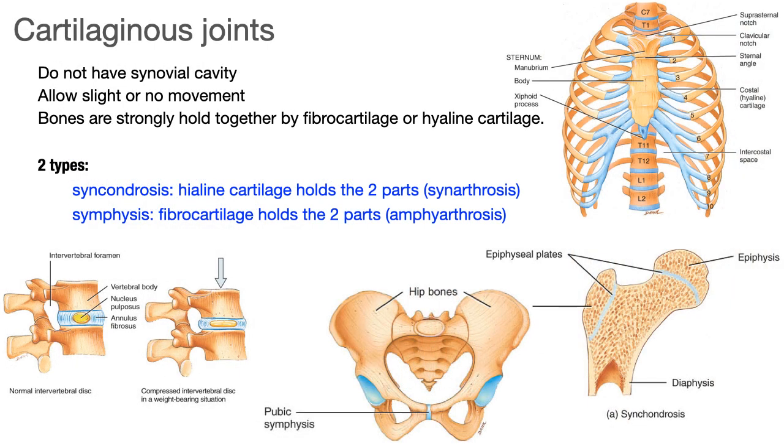Then we have cartilaginous joints, which don't have a synovial cavity either and permit, again, slight or no movements. They include synchondrosis, where hyaline cartilage holds the two parts, like in the articulation of the ribs with the costal cartilage, and symphysis, where we find fibrocartilage holding the two parts. This is the type of joint among the vertebrae or the two hip bones meeting in the pubis.